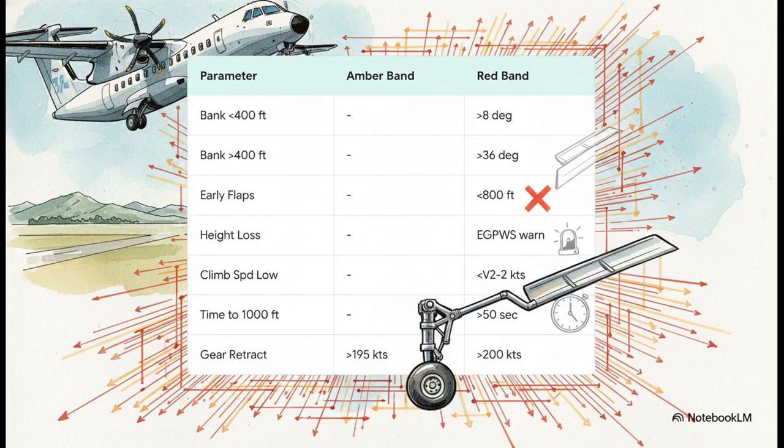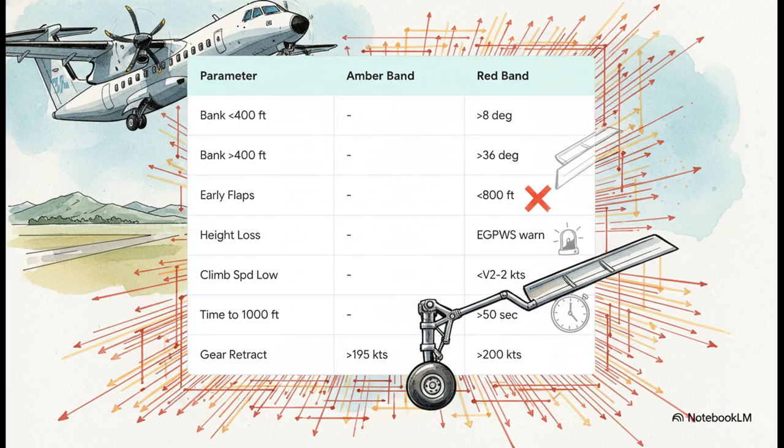Excessive bank below 400 feet of greater than 8 degrees is a red limit. Once you cross above 400 feet, you get a little more room, but banking over 36 degrees is still red. Touching those flaps below 800 feet, that's an early configuration change and a definite red limit. Any initial climb height loss below 1,000 feet that triggers an EGPWS warning is an immediate red. Taking more than 15 seconds just to reach 1,000 feet is also a red exceedance.